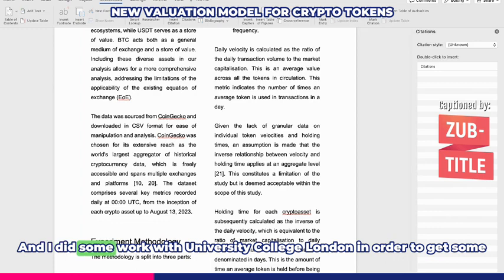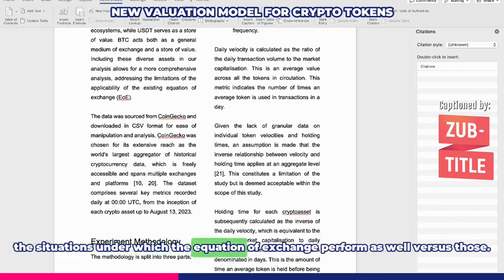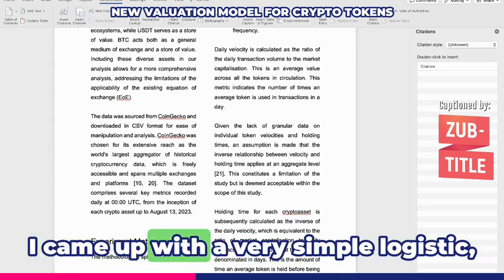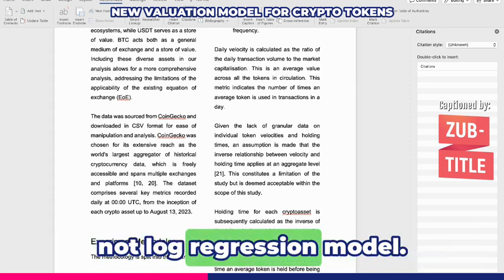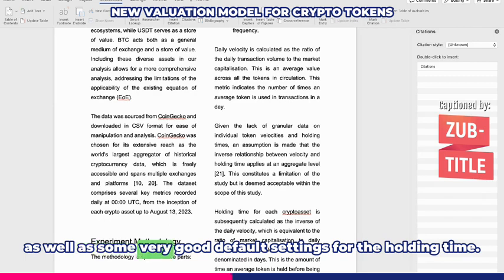And I did some work with University College London in order to get some real data and try to understand the situations under which the equation of exchange performs well versus those that it doesn't. And I came up with a very simple log regression model, which can be used in lieu of the current version of the equation of exchange, as well as some very good default settings for the holding time, right?